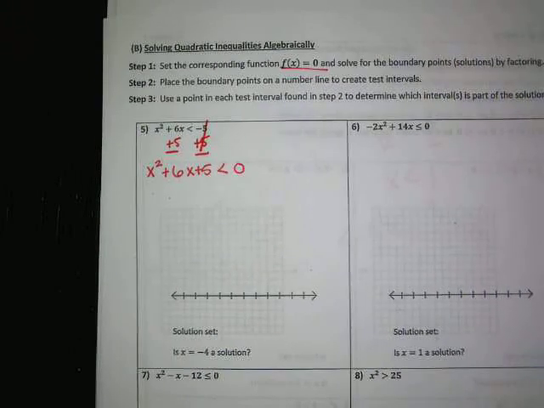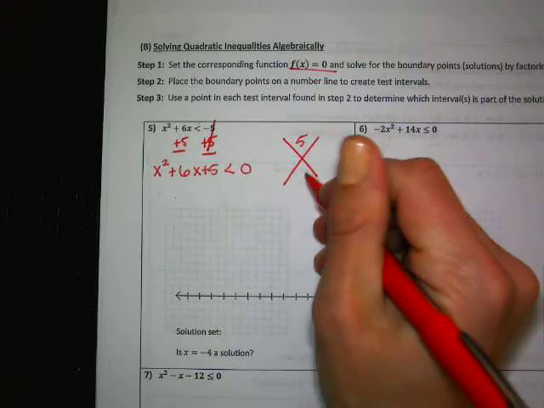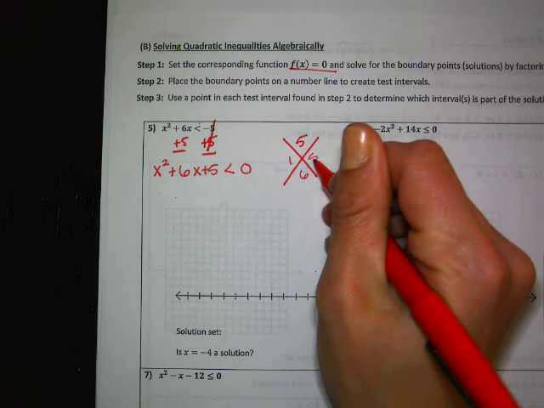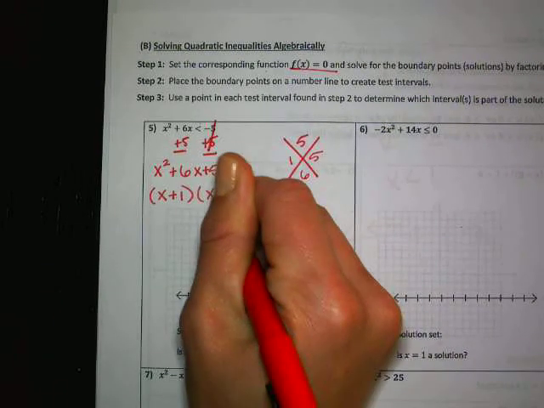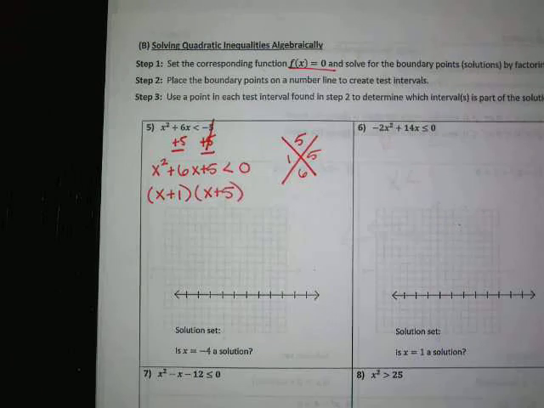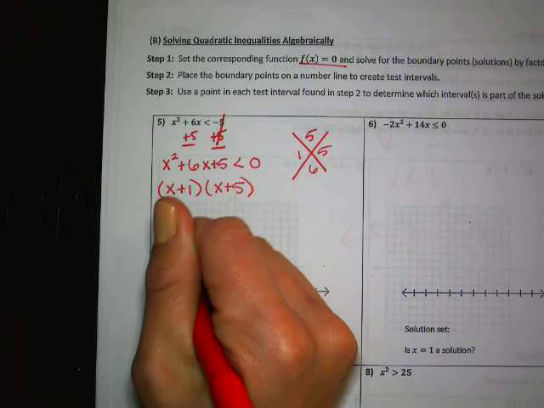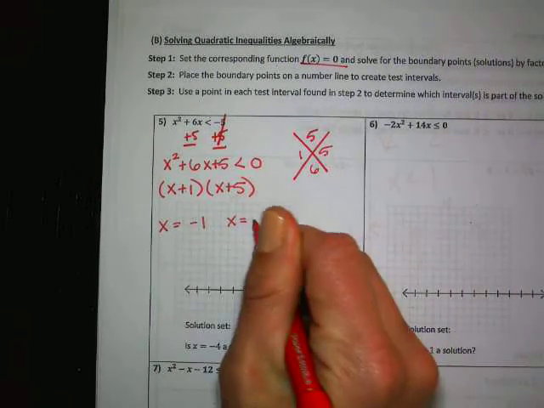And now we need to find my solutions. So I'm going to factor this. What two numbers multiply to give you 5, add to give you 6? 1 and 5. So x plus 1, x plus 5. You set them equal to 0 and you're going to solve for your x's. What are your two x's? Negative 1 and negative 5.